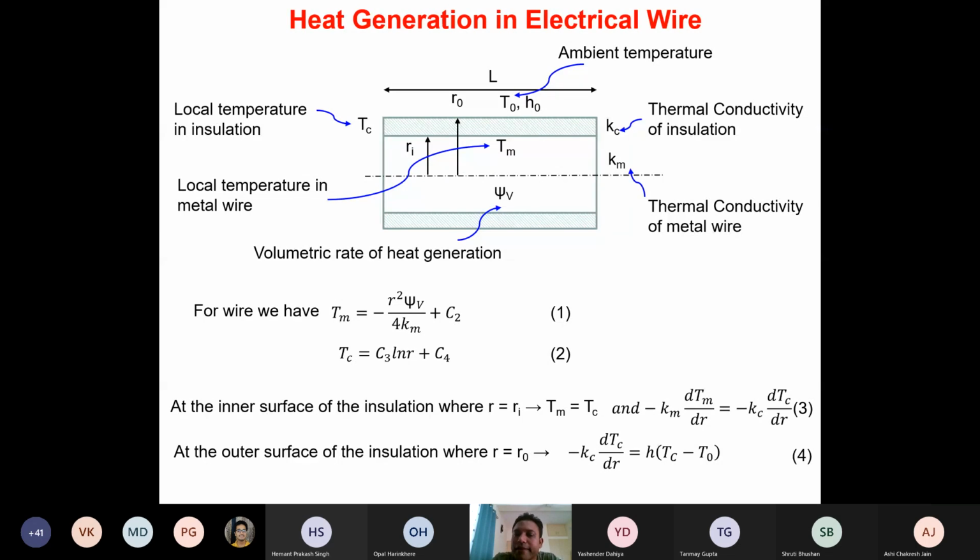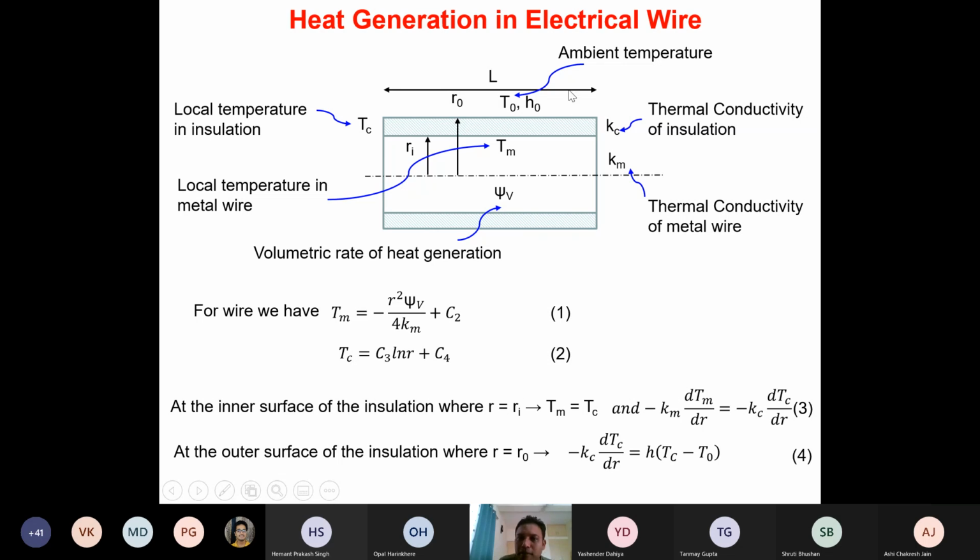So the distribution of the temperature along the radial direction in the metal can be given by equation number 1, and similarly the distribution of the temperature across this insulation is given by equation number 2. Again, here you can see the constants C2, C3, C4 we have to find out, isn't it? So the boundary conditions here are at the inner surface of the insulation where R equals Ri.